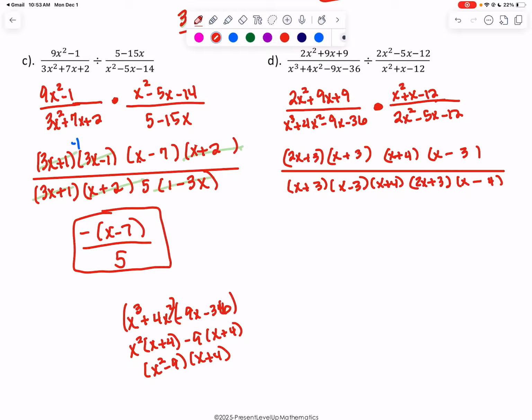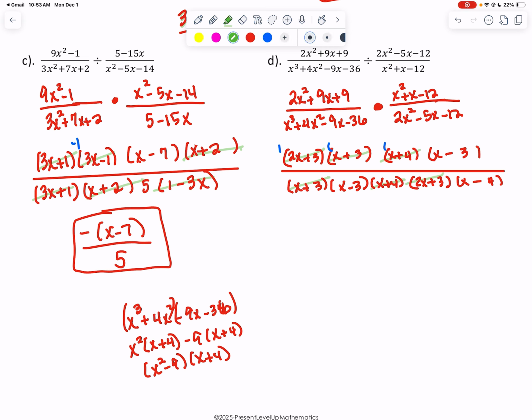All right, so now we have everything completely factored. So we're going to look for our common factors that we can cancel out. Oh, nice. I see a 2x plus 3, 2x plus 3. That's going to divide out to equal positive 1. x plus 3 and x plus 3 divides to positive 1. x plus 4 and x plus 4 divides out to positive 1. I should probably be writing that divided out to 1, that divided out to 1, that divided out to 1.